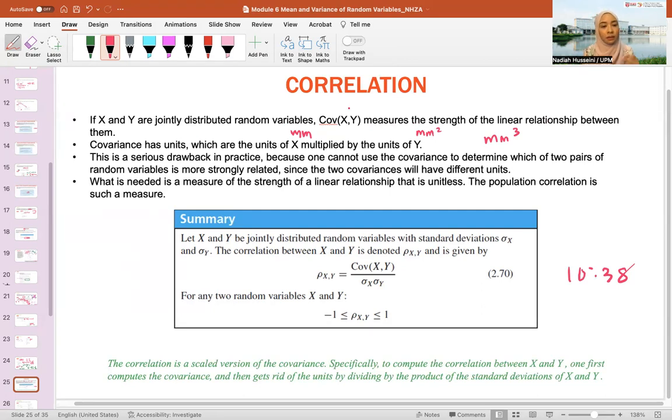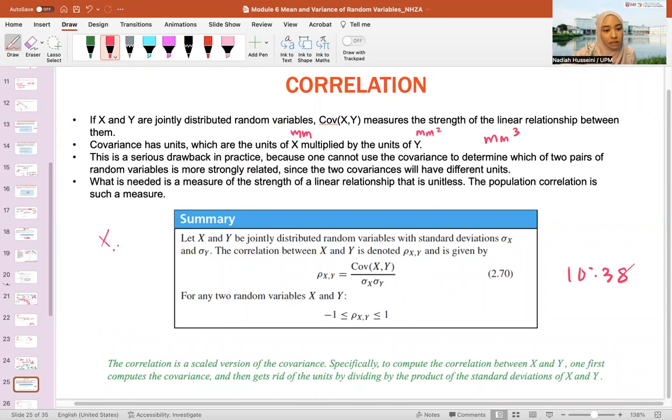The covariance is the product of the units. So if we were to compare the covariance of one type of data versus a second type of data, if they do not have the same units, you cannot compare them, because obviously you can't compare apple to orange. They are basically different things. So in practice, covariance cannot be used to determine which pairs of data are more strongly related.